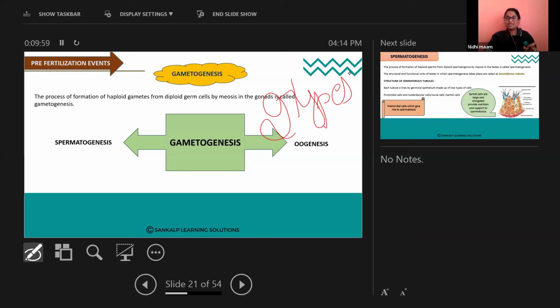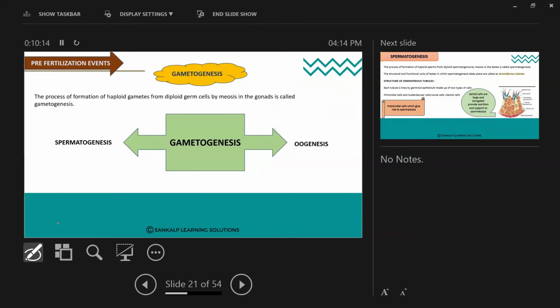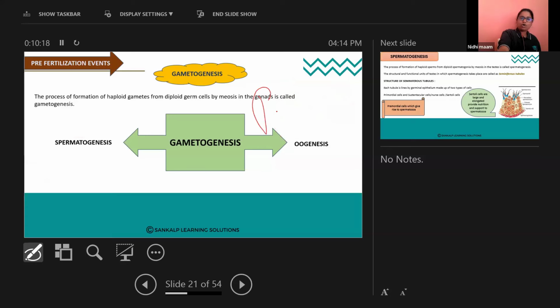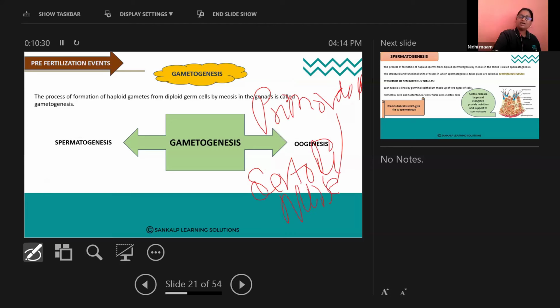Seminiferous tubule alli ಯಾವ ಎರಡು ಥರದ cells ಗಳಿವೆ? Spermatogonia and Sertoli cells. Very good. Spermatogonia ನಾವು ಇನ್ನೊಂದು ಹೆಸರು ಏನ್ ಕರಿತೇವೆ? Primordial cells. Very good, Shri Suresh. It is also called primordial cells or spermatogonia cells, and we have Sertoli cells, also called nurse cells or sustentacular cells.